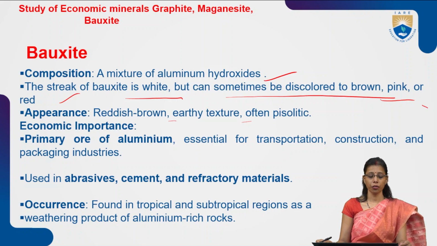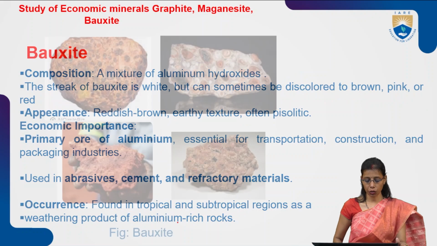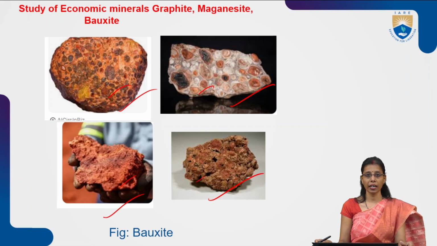Now economic importance: it is the primary ore of aluminium, essential for the transportation, construction and packaging industries, and used in abrasives, cement and refractory materials. Occurrence: it is found in tropical and subtropical regions as a weathering product of aluminium-rich rocks. So this is how bauxite looks, which contains the aluminium inside. Bauxite looks red in color, like red mud or a red block or red rock, but it contains aluminium as the primary ore inside.